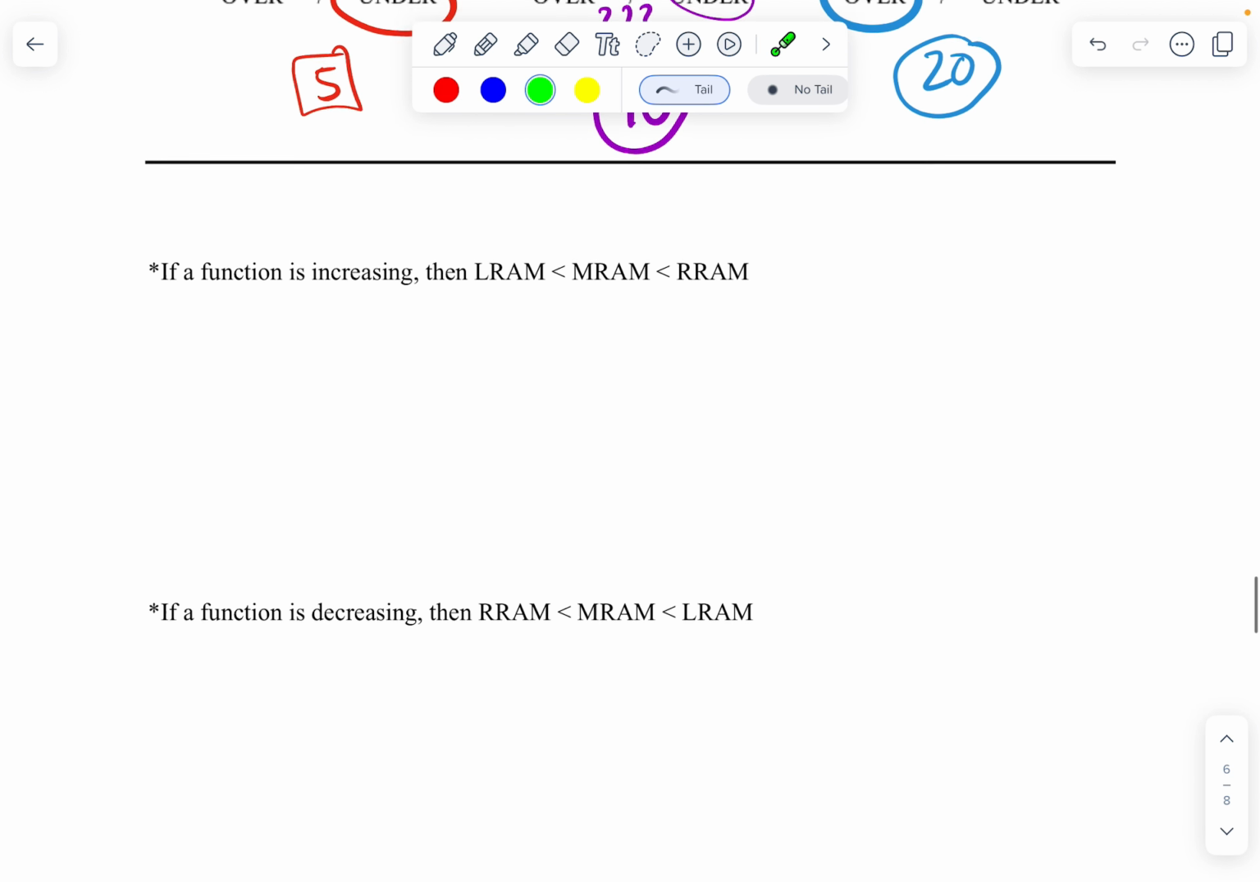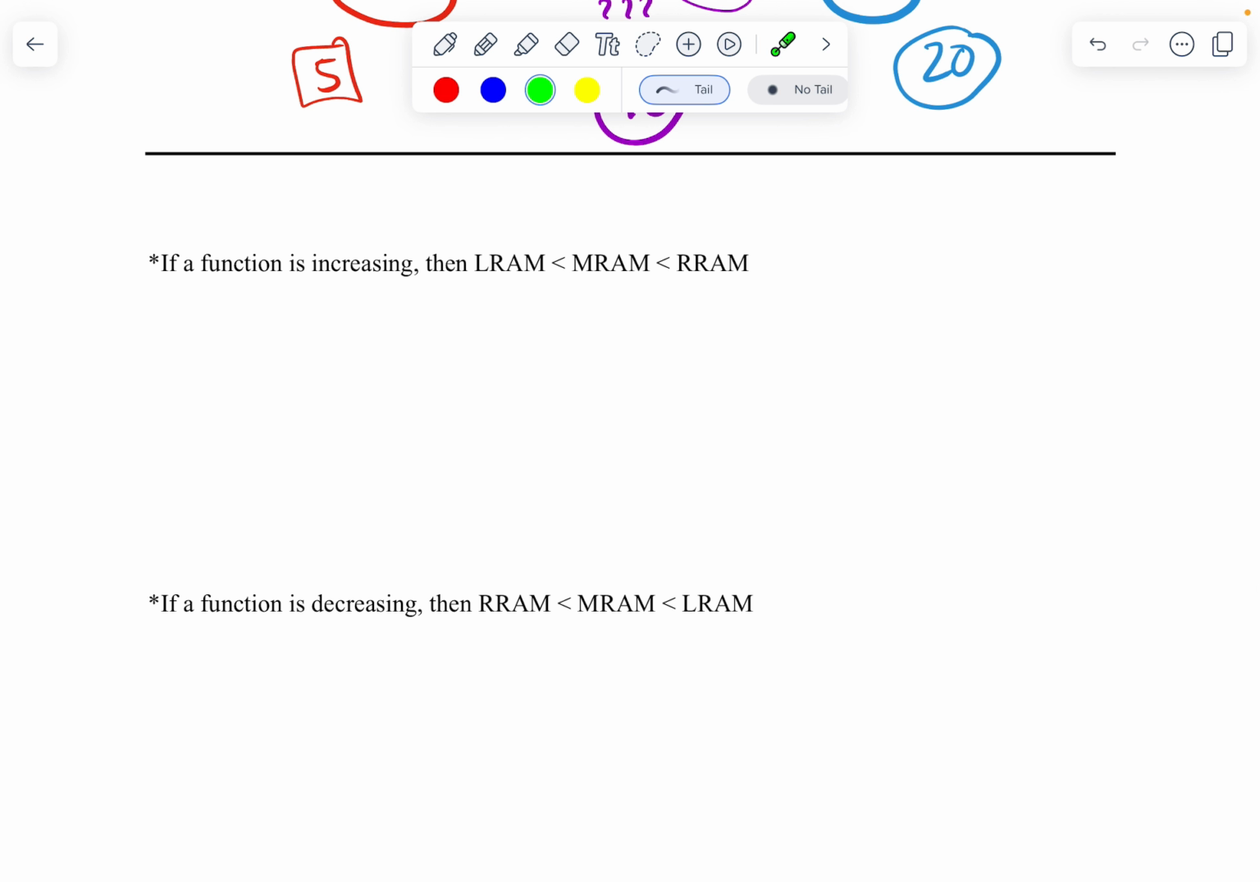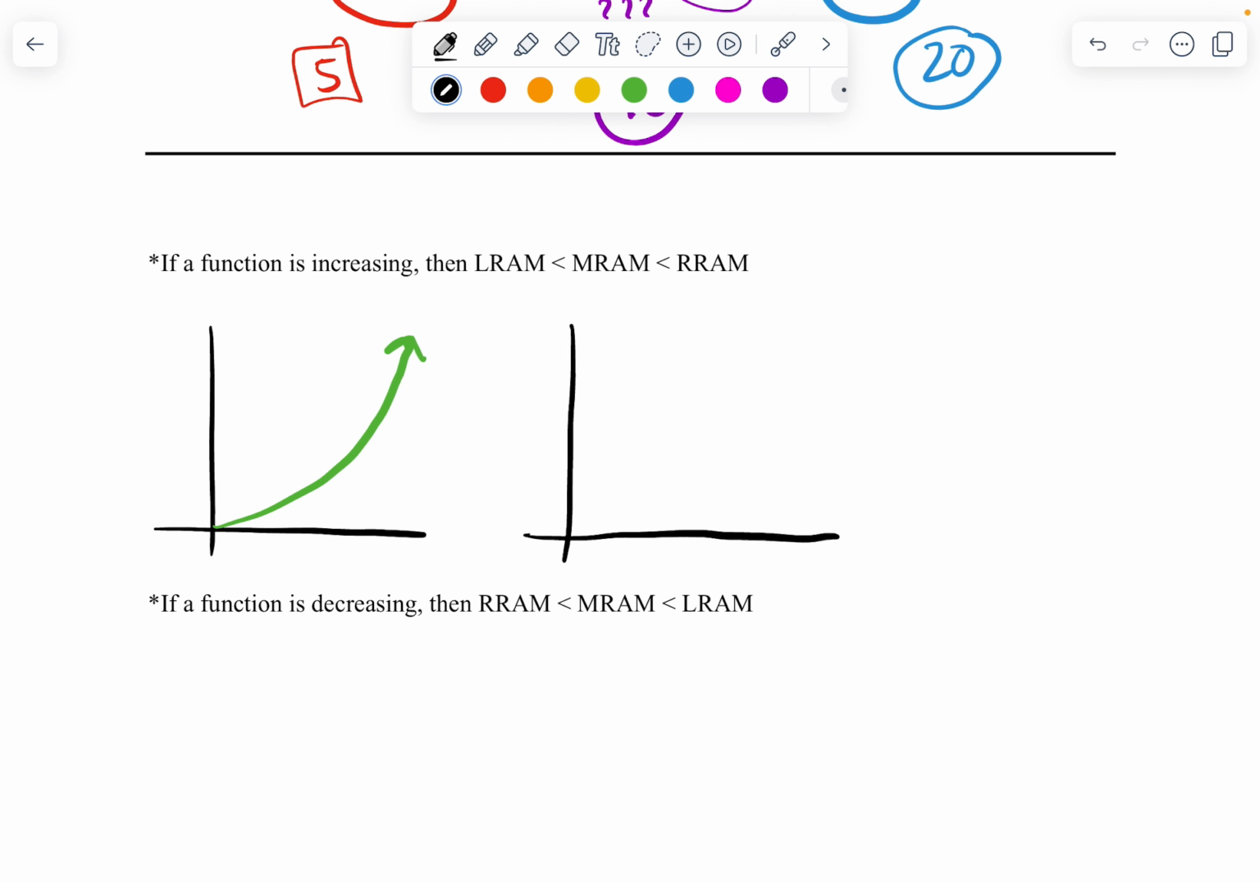All right, let's answer these. If a function is increasing, oh, this is so great. So if a function is increasing, that means it could look like this, or it could look like this, increasing. Okay, 2 different ways to increase. One increases slowly, one increases faster. Then technically, your LRAM will be the lowest. Your MRAM will be in the middle, and your RRAM will be the biggest.